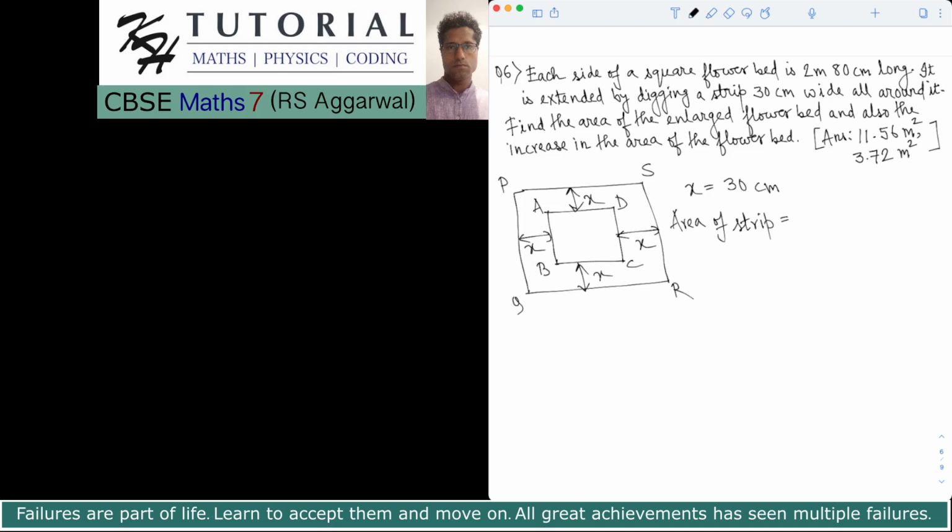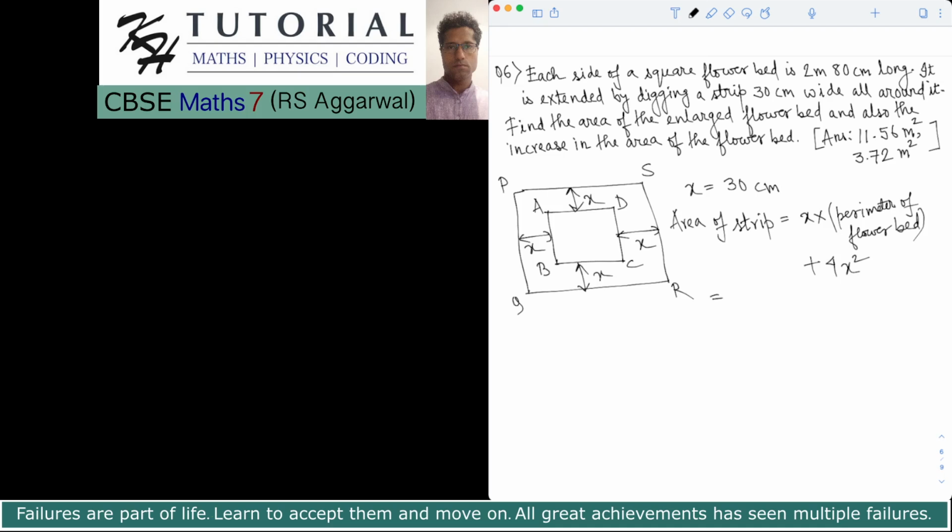The area of the strip around the square flower bed is nothing but the path. So the area of the strip will be x multiplied by the perimeter of the flower bed. Since the strip is outside the flower bed, it will be plus 4x square.